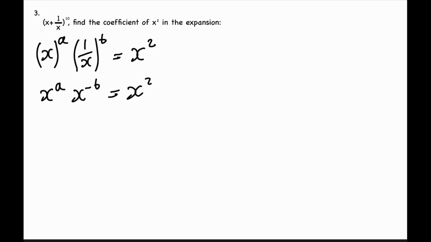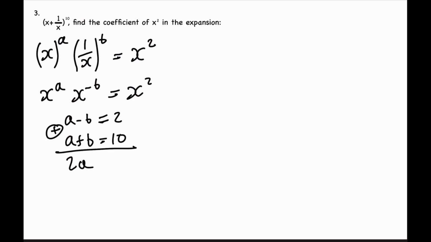So the powers have to be two numbers where a minus b is equal to 2, because of the exponent rules for the x powers. Also remember they have to add up to make 10, which is the total power of the binomial. So a plus b has to equal 10. Now let's find the values of a and b. We can add both equations and we get 2a is equal to 12, as minus b and plus b cancel out. So we get a is equal to 6.